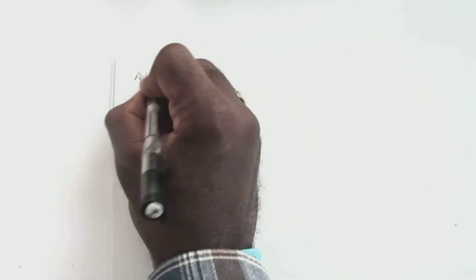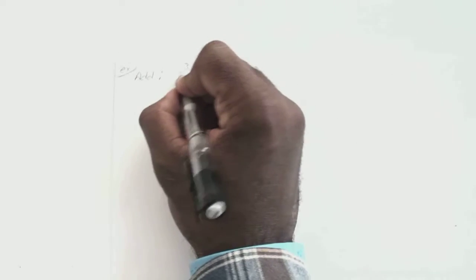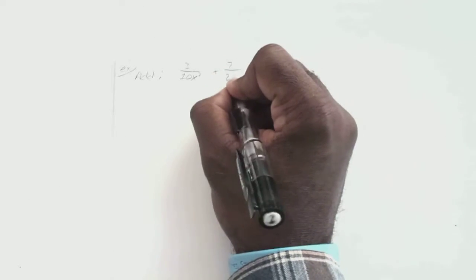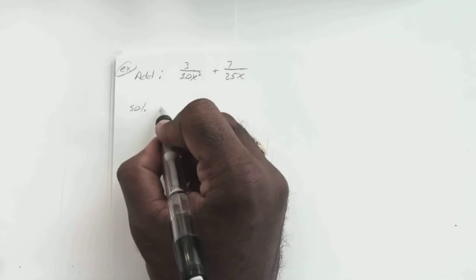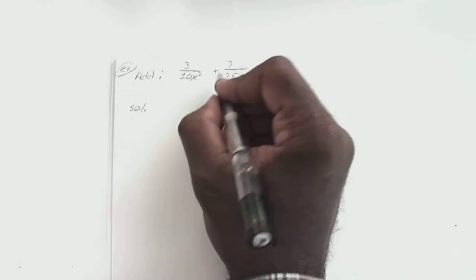All right, so let's say, if you wanted to add 3 over 10x squared plus 7 over 25x. Okay, so the first thing you want to do is match your denominators.